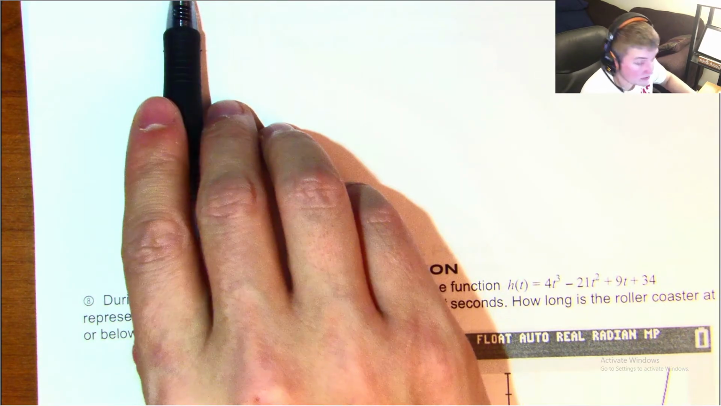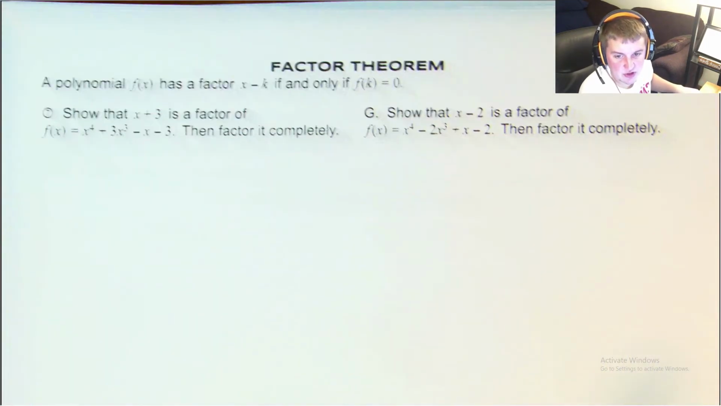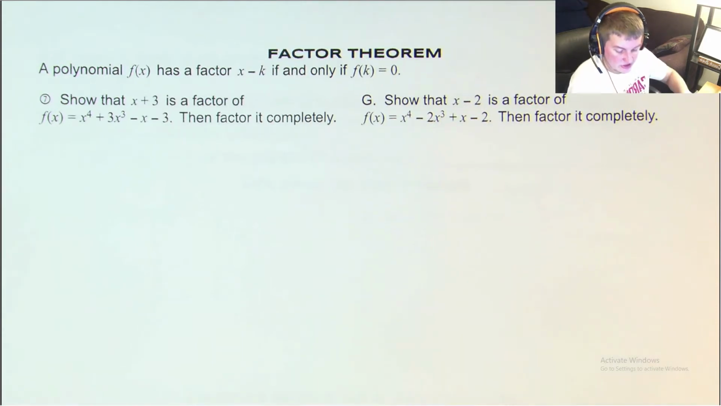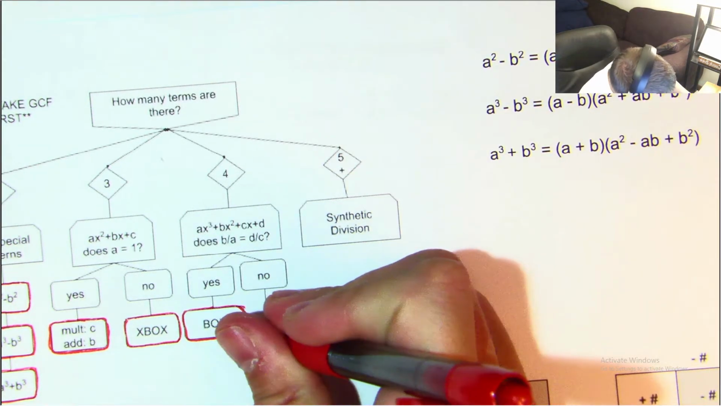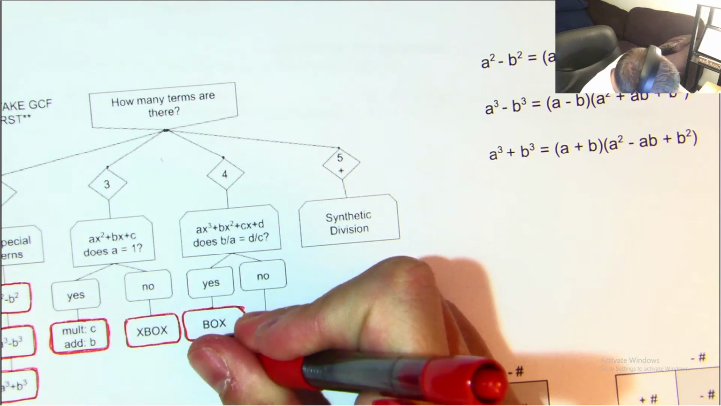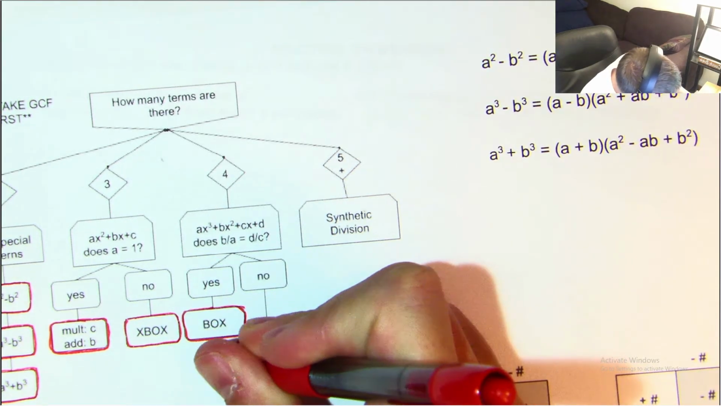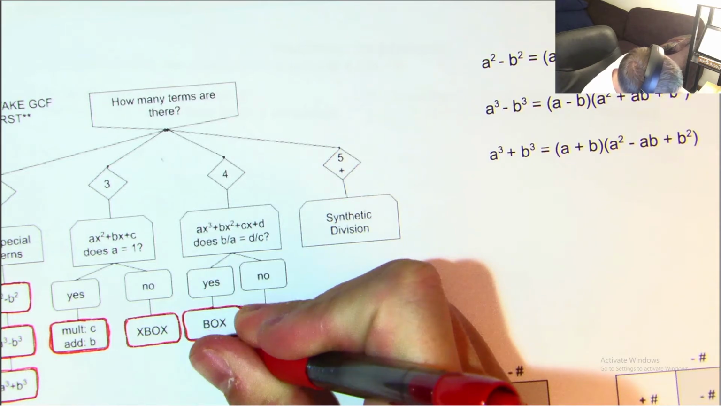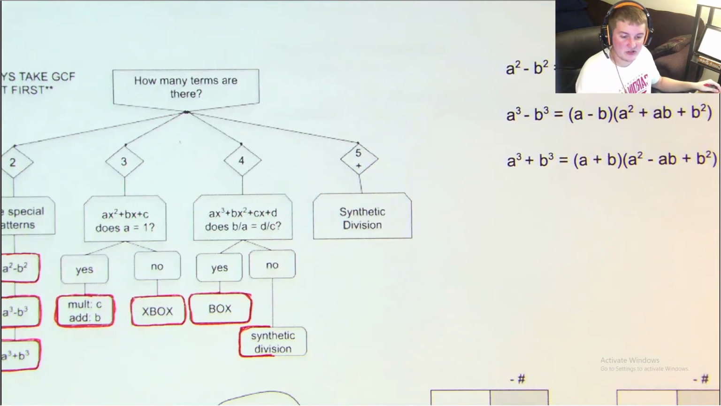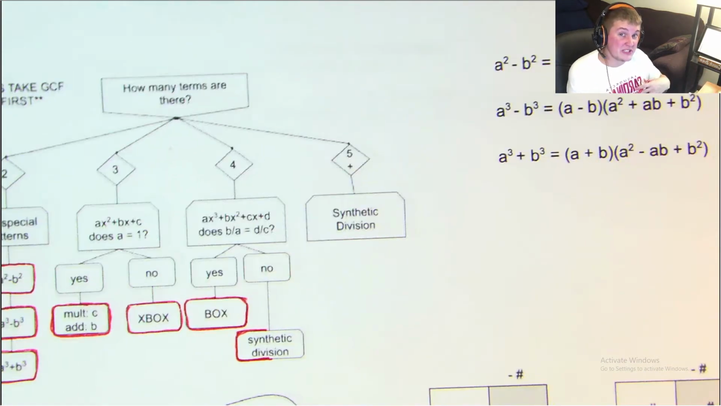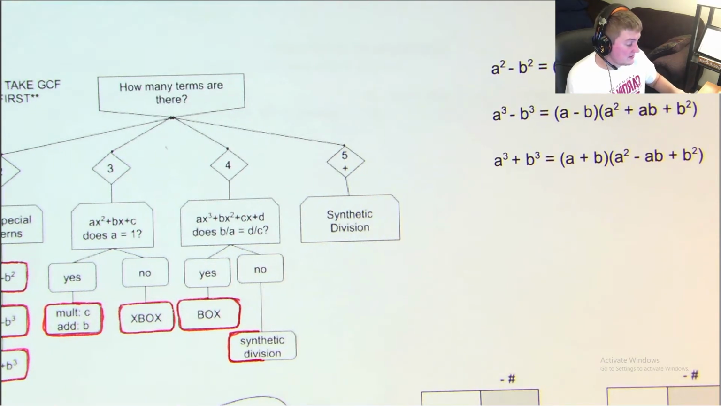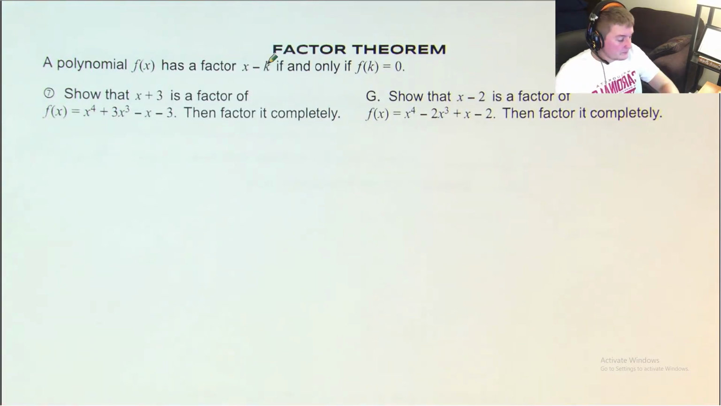So what does that mean? We want to show that x plus 3 is a factor. So that means we can use synthetic division. I'm not going to do all the way, I'm only going to do about half, because we'll be pretty close to the four terms. We'll spend the rest of 4.5 doing exactly this, and then we'll move on.